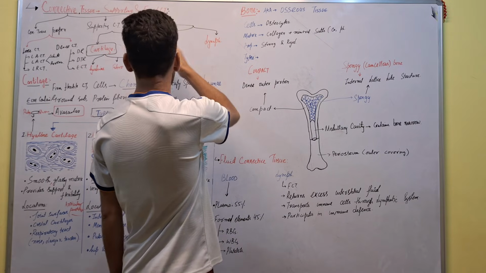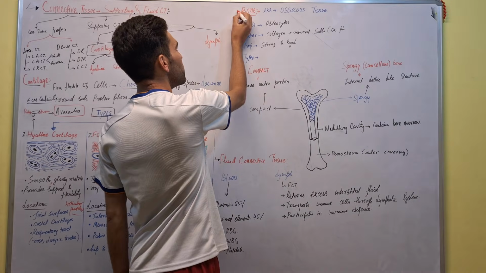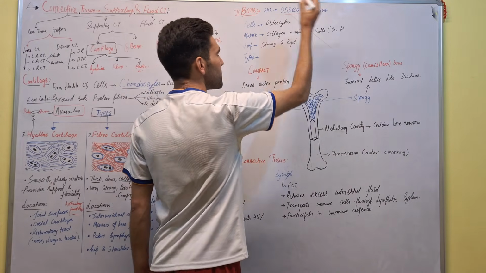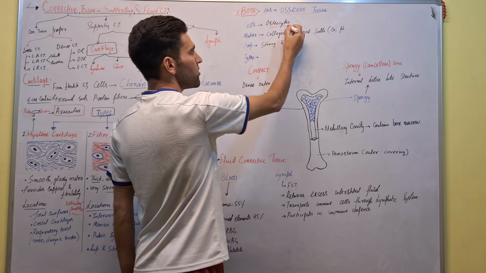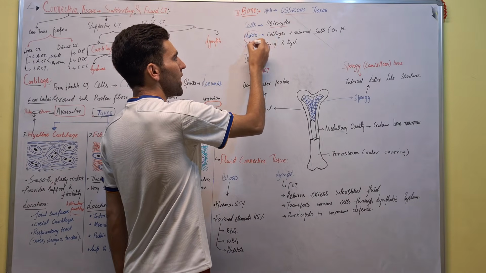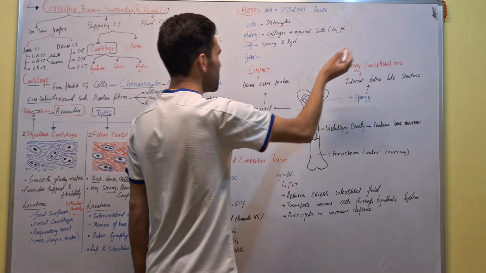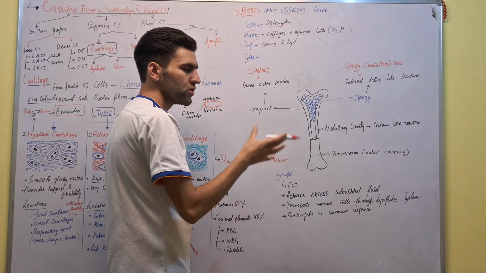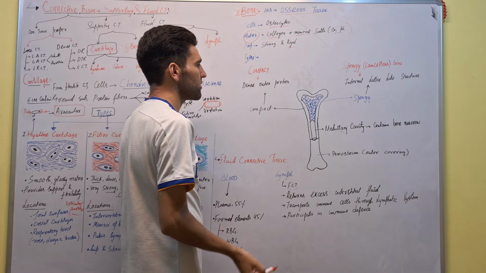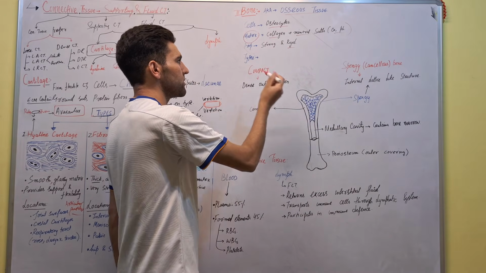Now coming to our second supporting connective tissue, that is bone. Bone, also known as osseous tissue. The cells of the bone are called osteocytes, and in the bone matrix we have collagen, we have mineral salts, particularly calcium, phosphate, and so on. What are the properties? Bones are strong and they are rigid structures. These are not the functions, these are properties.